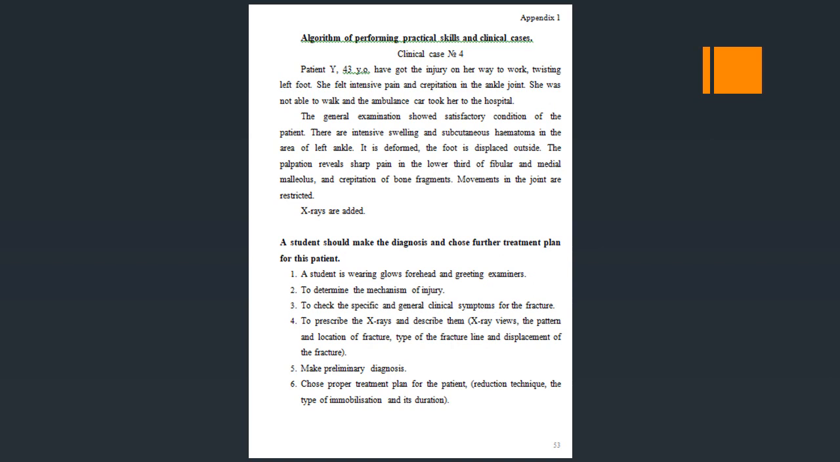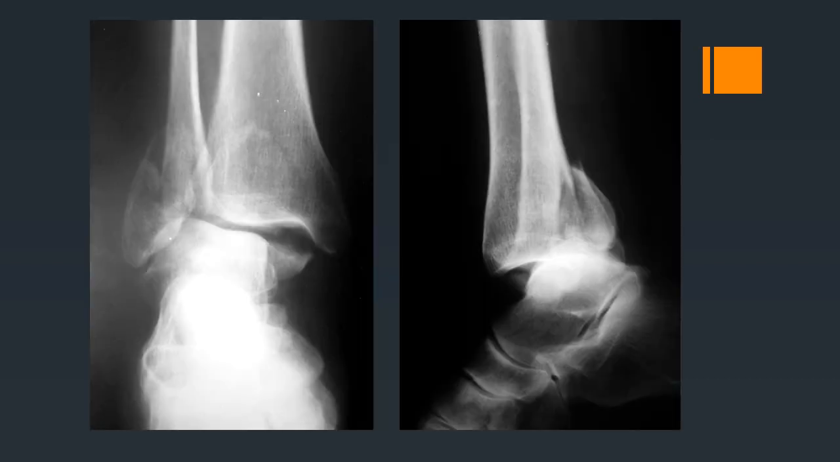The patient also can't move the ankle joint, and there is pain, local swelling, and hematoma. So those are general symptoms for fractures. Now you should prescribe an X-ray. So there is an X-ray of your patient, and you should describe the anterior-posterior view, which is on the left, and the lateral view, which is on the right.